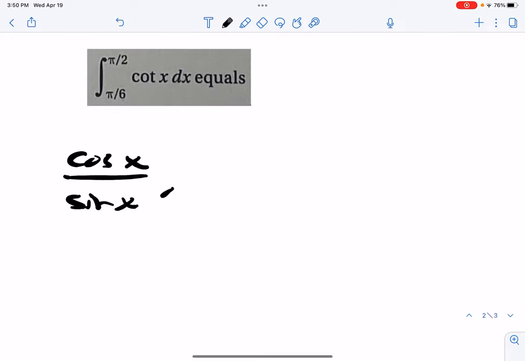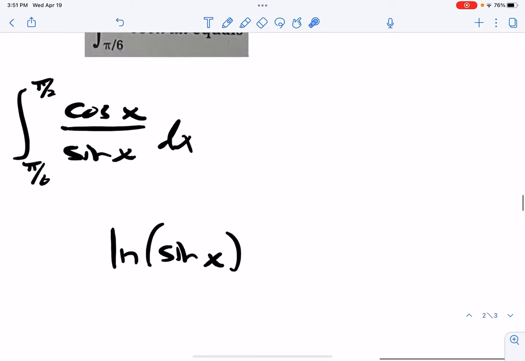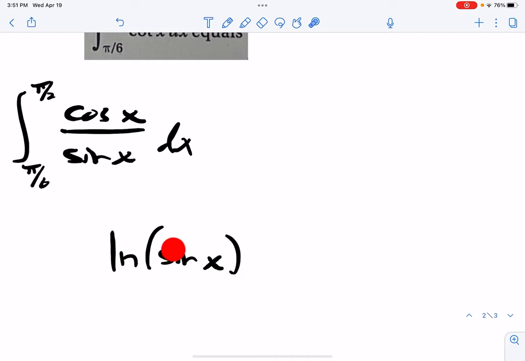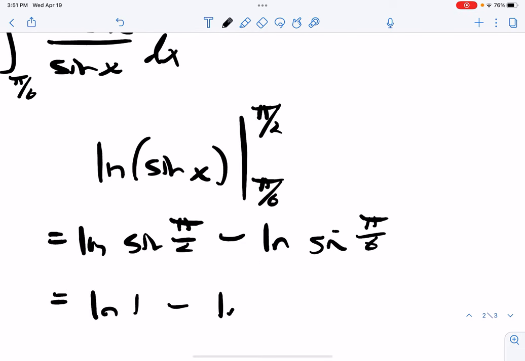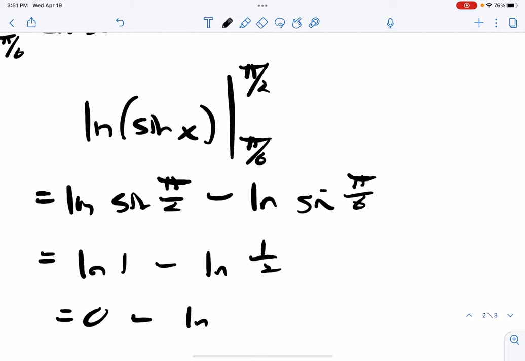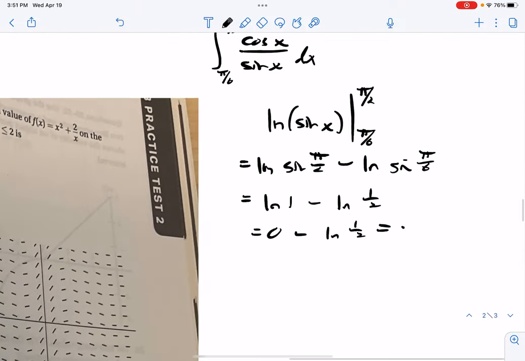We might understand that this is doable by a U substitution. This is the derivative of that. So if you did U substitution, I'm going to skip some of these steps. But if I had natural log of sine of x, the derivative of that would be 1 over sine of x, times the derivative of sine of x, which is cosine. So that's actually the antiderivative here. So this is the natural log of sine of pi over 2 minus the natural log of sine of pi over 6. Sine of pi over 2 is 1. Sine of pi over 6 is 1 half. So this is 0 minus the natural log of 1 half. And if we look at our choices, this is just minus the natural log of 1 half.